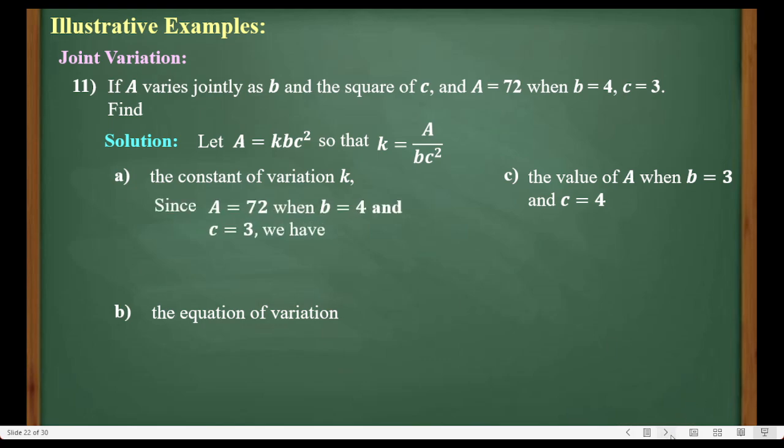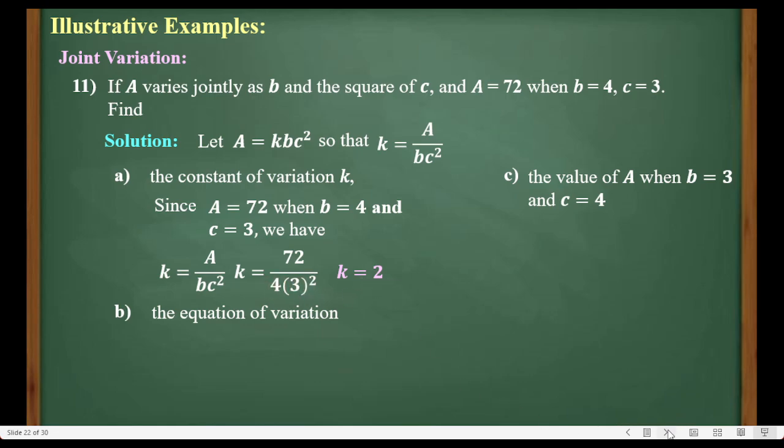Of course, we use the initial values of A, B, and C, and these are 72, 4, and 3 respectively. Then, taking this equation and substituting the values of B and C, we have K equal to 72 over 4 times 3 squared. And that will give you 2, because the denominator, when we simplify this, will give us 36. So 72 divided by 36 is 2.